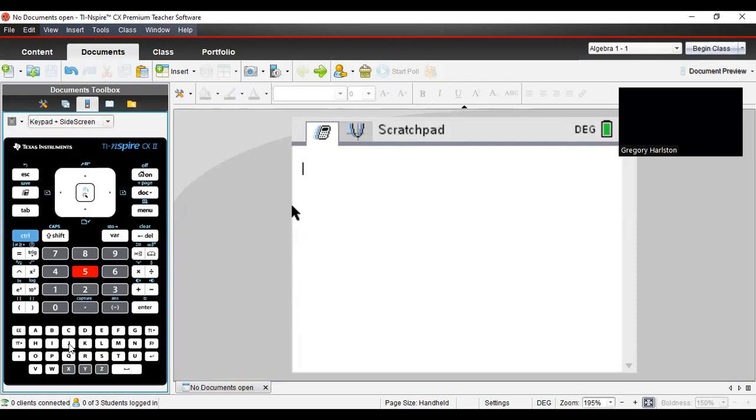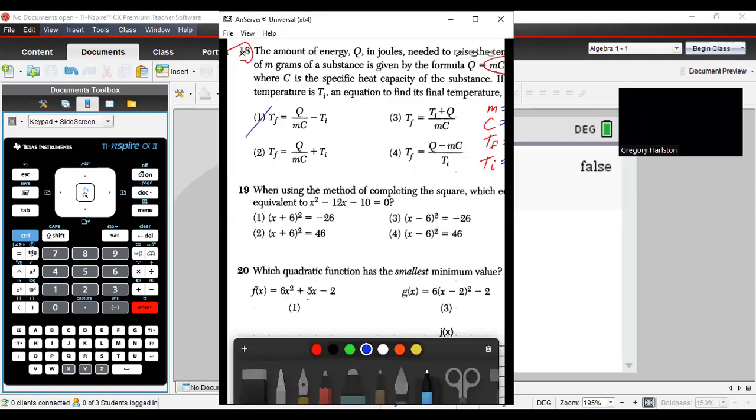So it's going to be TF equals control divide Q over MC. Now, this MC, I got to put a multiplication between them because otherwise the calculator will think it's a variable. And then over here, this is going to be minus TI. Boom, press enter. I got a false. So that means the first answer choice is not correct. So I'm going to cross it off.